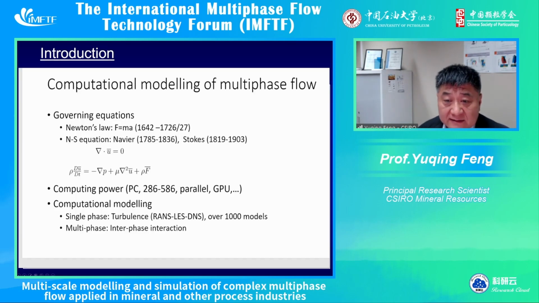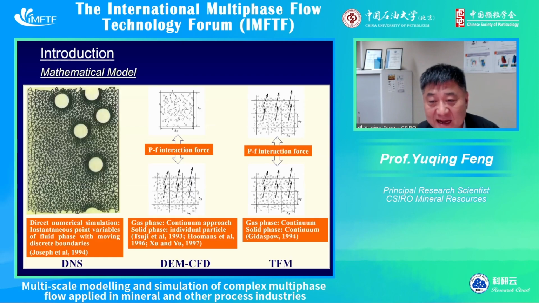The equations have existed for over 100 years, but only in the 1990s did two or three types of models become available to solve multi-phase flow using computers. For gas-solid flow, we can treat the particles using the discrete method with Newton's law, and the gas or fluid phase using the local average control volume method, with coupling between them.